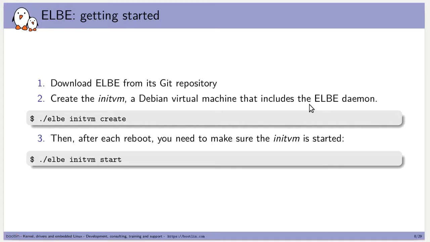So, as I said, the first use of ELBE is to create the initvm. The first command you will run is elbe initvm create. You will do this command only once, because after the initvm has been created, you just have to use it. So if you reboot your computer, you just need to start the initvm, the Debian virtual machine.